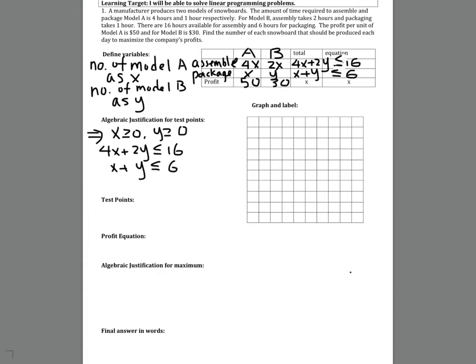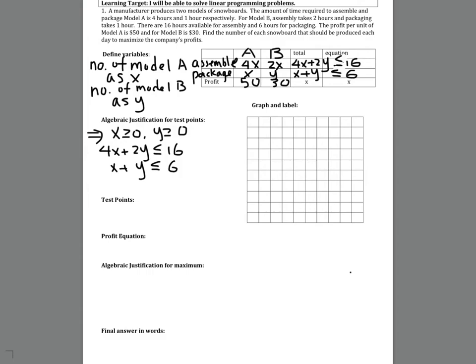How about the packaging? So we know Model A requires 1 hour of packaging. Model B requires 1 hour of packaging. So 1 times x plus 1 times y. And the total amount for packaging is only 6 hours. So they can package up to 6 hours. So x plus y is limited by 6 hours. x plus y is less or equal than 6.